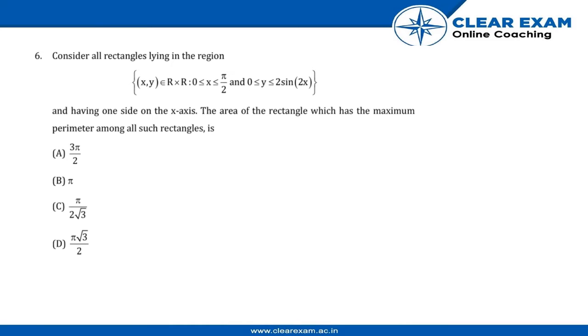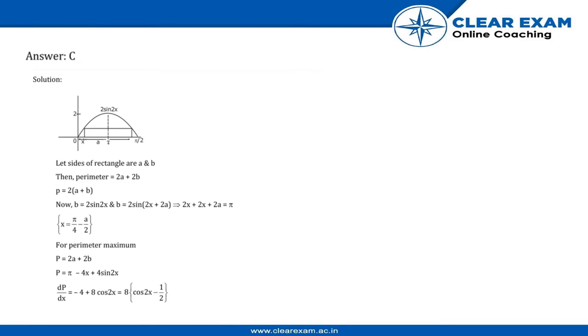Hello everyone, so the question given is: consider all rectangles lying in the region (x, y) belongs to R cross R, where 0 ≤ x ≤ π/2 and 0 ≤ y ≤ 2 sin(2x), and having one side on the x-axis. The area of the rectangle which has maximum perimeter among all such rectangles is, these are the options given. Now the answer is option C.